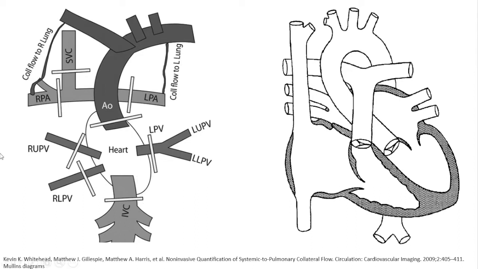Pulmonary veins might be difficult to plan to get perfect perpendicular planes to the flow, so it's easier to plan them on angiography. The various Q flows then obtained can either be plotted in a diagram like this. This is called the Mullins diagram, which is available on the net, or we can put it in a tabular form.